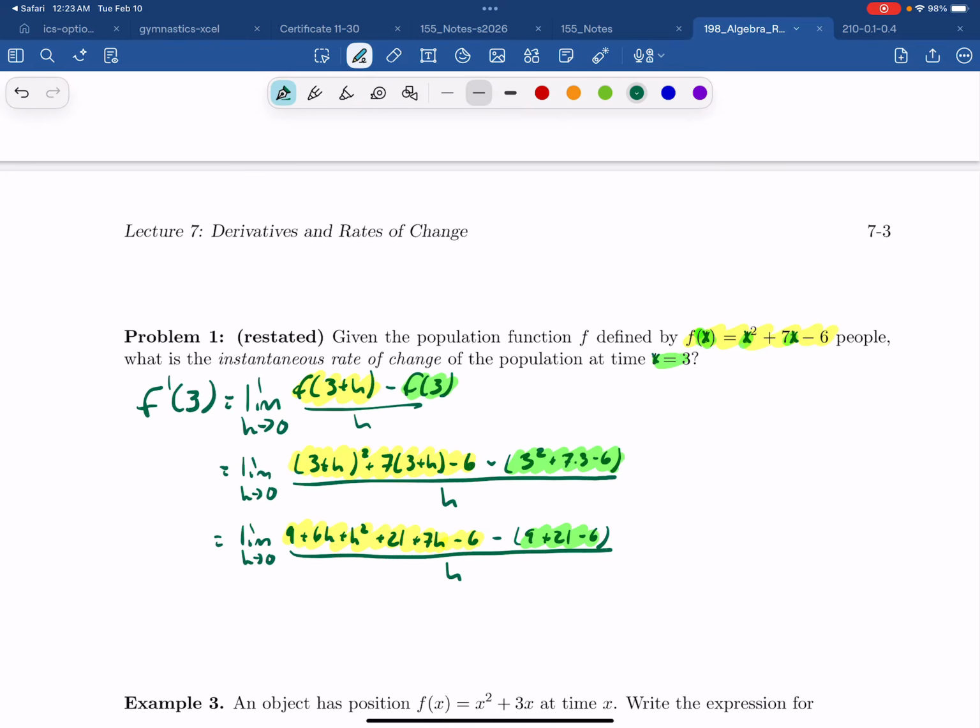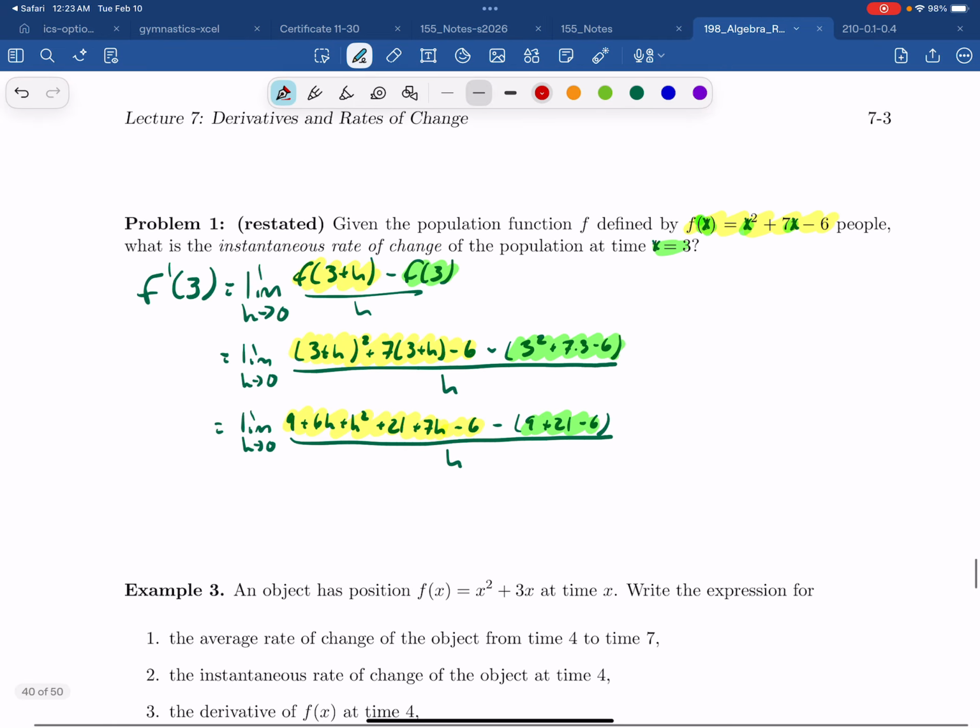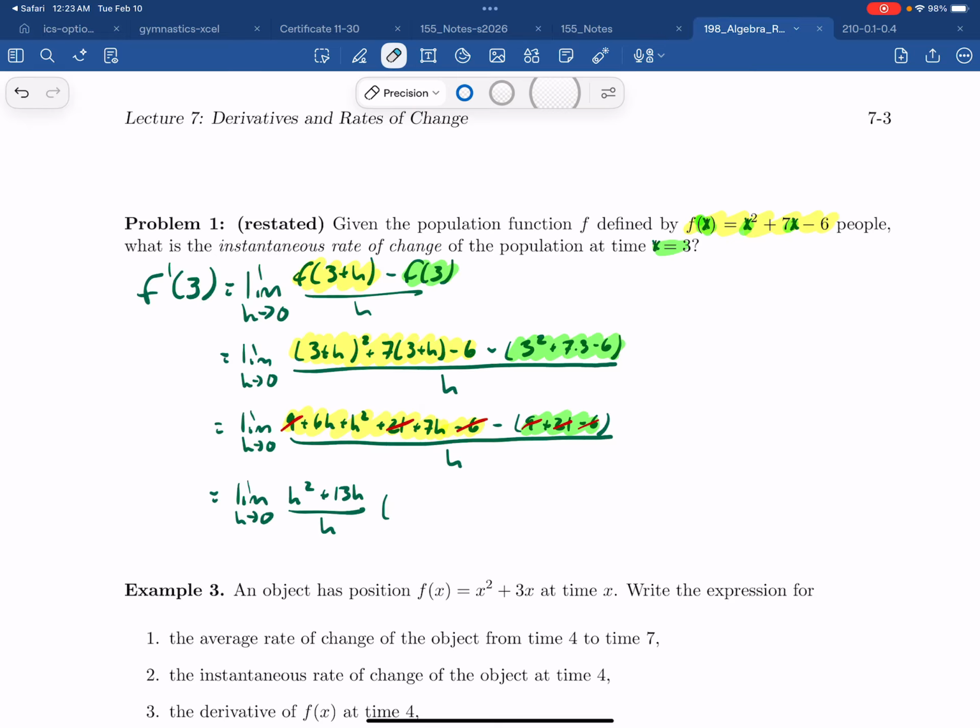One thing to notice is that the constants cancel out. That's not a coincidence. It should always work out that way. If it doesn't, you did something wrong. So we are left with the limit as h approaches 0 of h squared plus 13h all over h. Of course, if we take this limit at this point, we have 0 over 0.